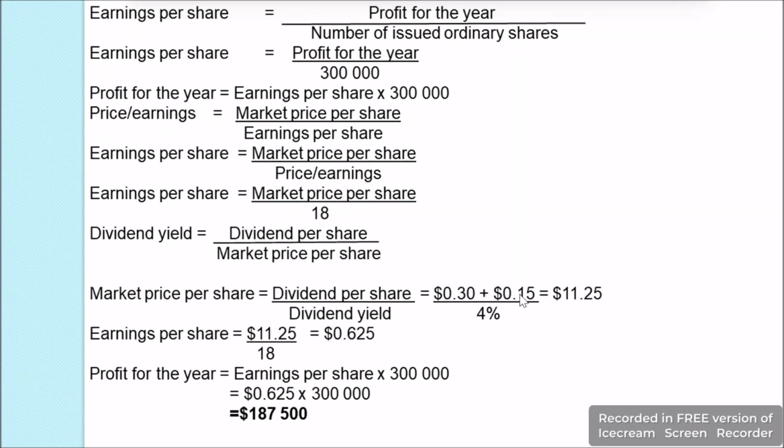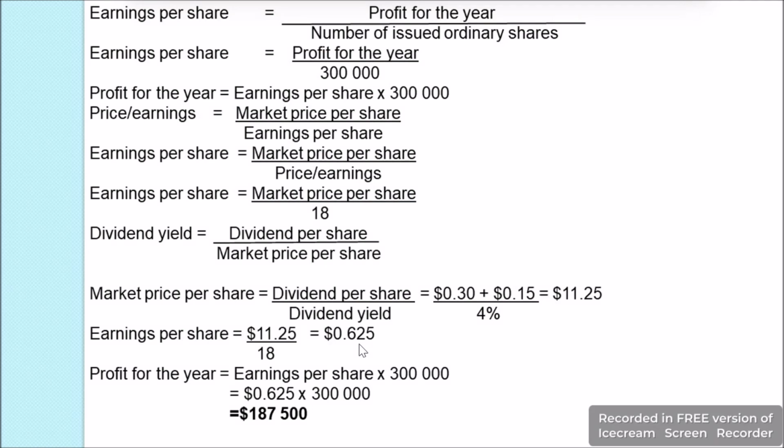So when we add these two, it will be 45 cents, and we will divide it by 4%. We will get the value for market price per share as $11.25. Now we have this, so we can find the earning per share, because price earning is market price per share divided by earning per share. We know the price earning, which was given as 18 times, so earning per share is equal to $11.25 divided by 18, which will be equal to 0.625.